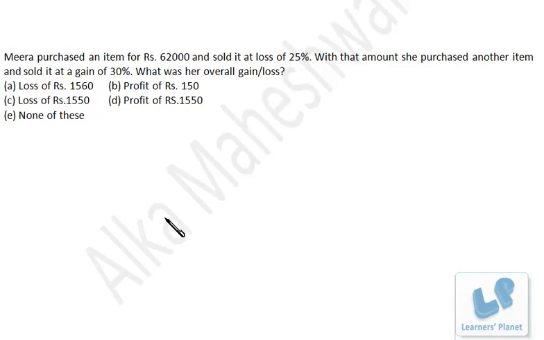Now, let's see this question. Meera purchased an item for rupees 62,000 and sold it at a loss of 25%. With that amount, she purchased another item and sold it at a gain of 30%. What is her overall gain or loss? Now she started with 62,000 and she is making a loss of 25%. That means she's getting this amount back, right?